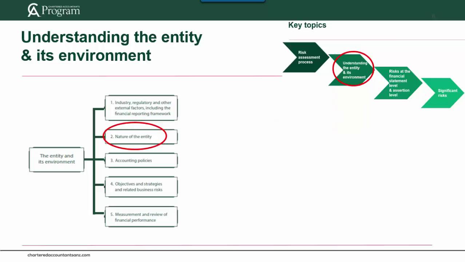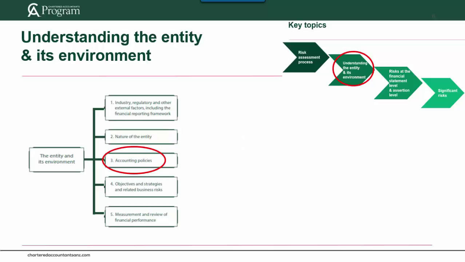Understanding the nature of the entity enables the auditor to assess which transactions, account balances, and disclosures in the financial statements would have the greatest potential for misstatement. For example, when auditing a bank, the auditor would expect loans to be a material asset account requiring audit attention.